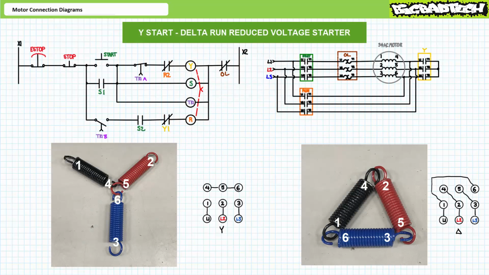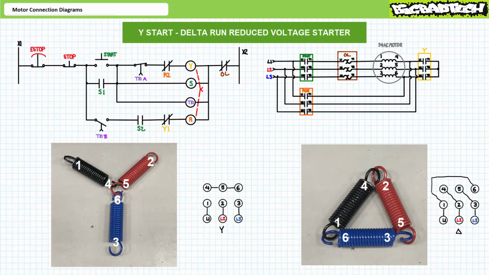In fact, an extremely popular reduced voltage starting method known as a Y-start delta run reduced voltage starter takes advantage of the adaptable nature of this type of motor. As implied by the title, a Y-start delta run reduced voltage starter starts the motor in a Y configuration, such that each winding experiences a smaller line to neutral voltage and thus draws smaller inrush current.